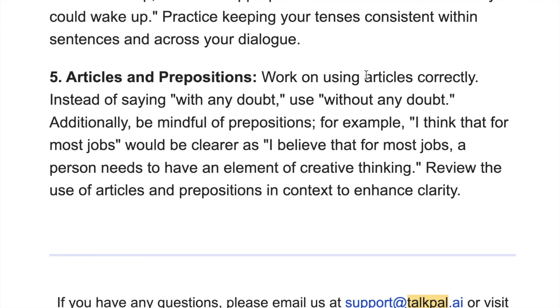Secondly, TalkPal sent me an email summary of my practice with some advice about which grammar points to focus on improving. And this email contained some complete nonsense that was wildly inaccurate. Look at this. It told me to work on using articles correctly and gave this as an example. Now, articles are the words "a" and "the", so this mistake is not a mistake with articles.